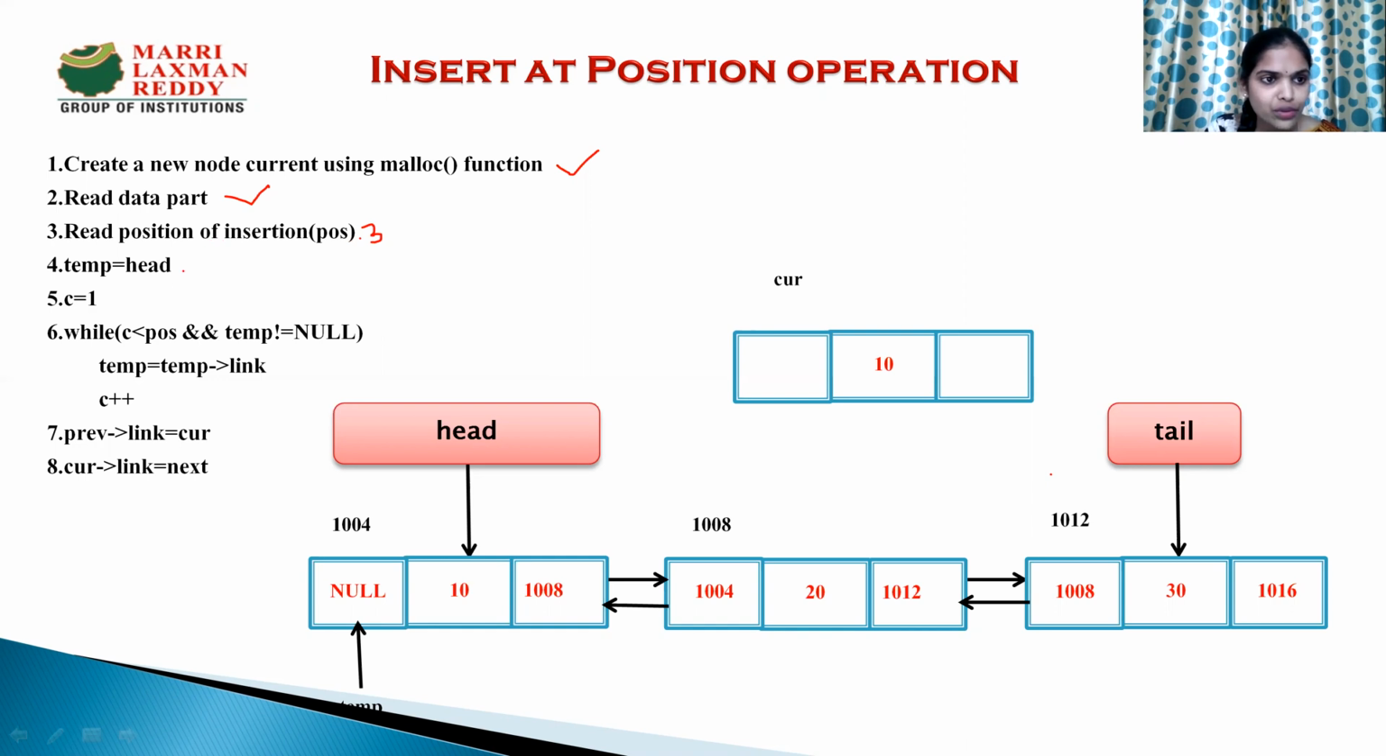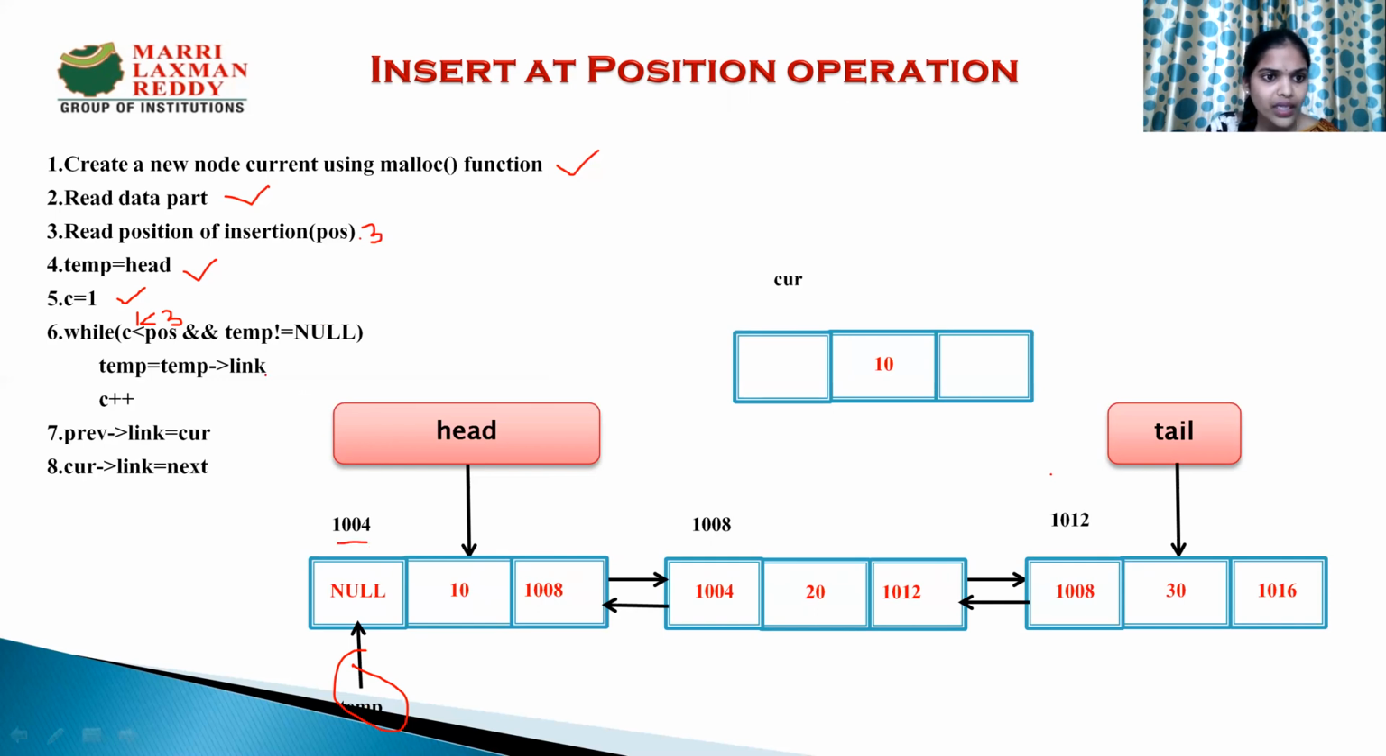First, for this, we have to assign the head node as temp node. Here you can see I'm assigning the head node as temp node. Next, I'm making c equals 1. Now, is 1 less than 3? I'm checking the condition. Yes, it is true. I'm also checking whether temp is not equal to null, because if I don't have any nodes in the list, it is not possible to insert at a particular position. It is not equal to null because in temp the address 1004 is stored.